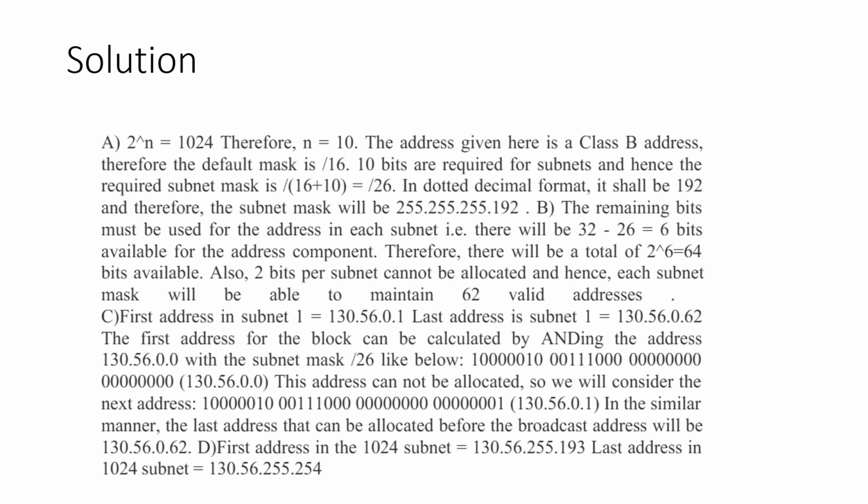In a similar manner, the last address that can be allocated before the broadcast address will be 130.56.0.62. The first address in the 1024th subnet is 130.56.255.193, and the last address in the last subnet is 130.56.255.254. So this is the solution for the above problem.